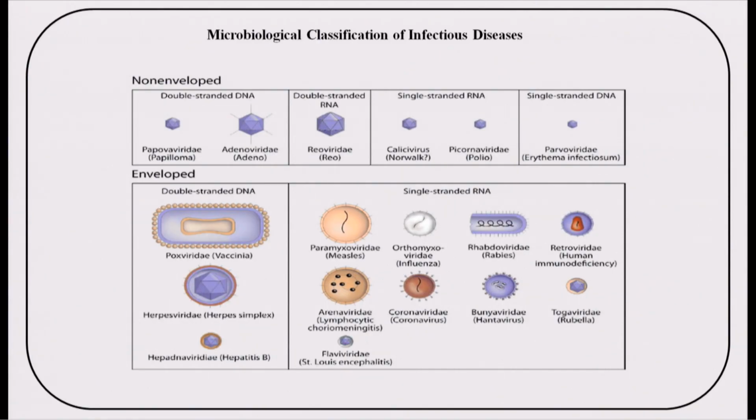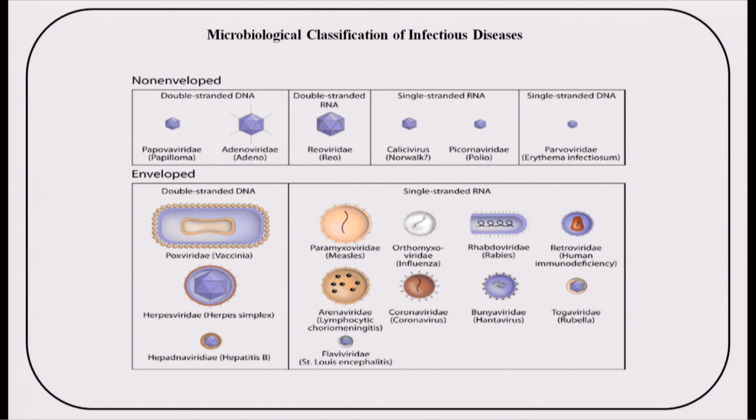So, the next slide is a continuation of the viruses classification. If you see in the next slide, non-enveloped and enveloped viruses are shown. Non-enveloped viruses are very dangerous, very difficult to treat, and very resistant. For example, double stranded DNA, non-enveloped papilloma or adenoviruses, and double stranded RNA, it could be Reoviridae, or single stranded RNA, it could be a calicivirus or a picornavirus. Single stranded DNA is again Parvoviridae. So, these are the non-enveloped viruses which are difficult to treat, and they are very refractory to the treatment.